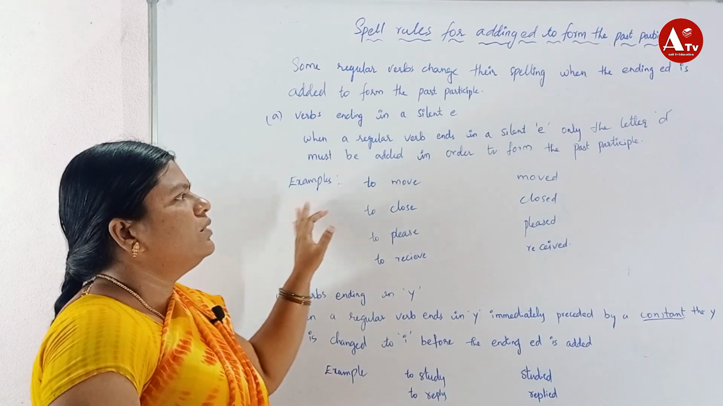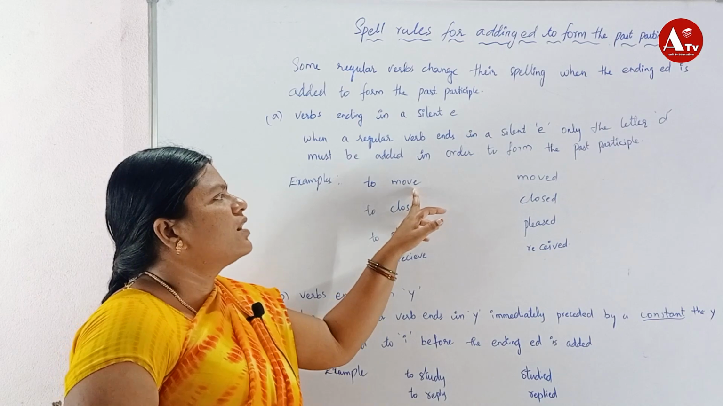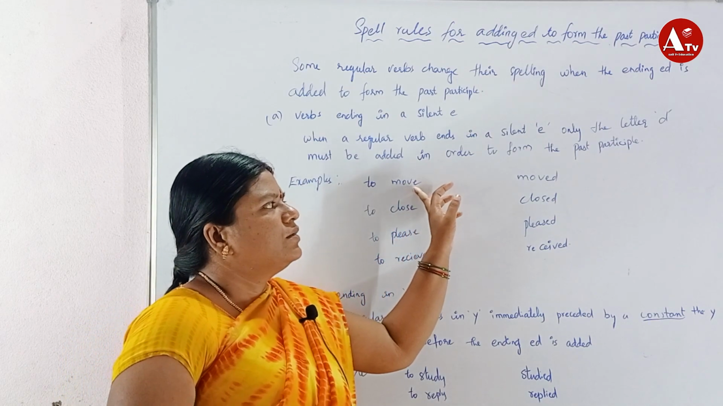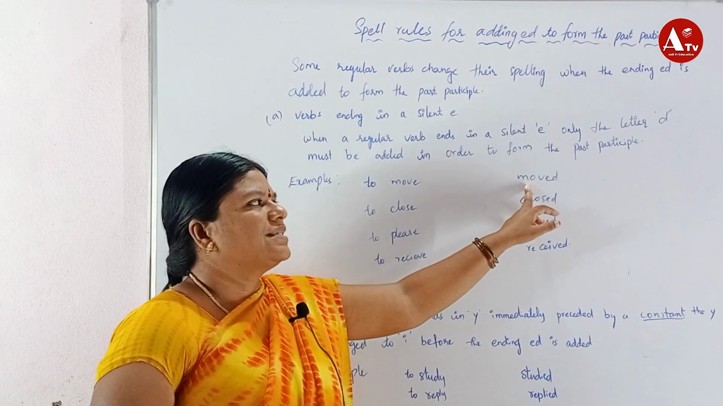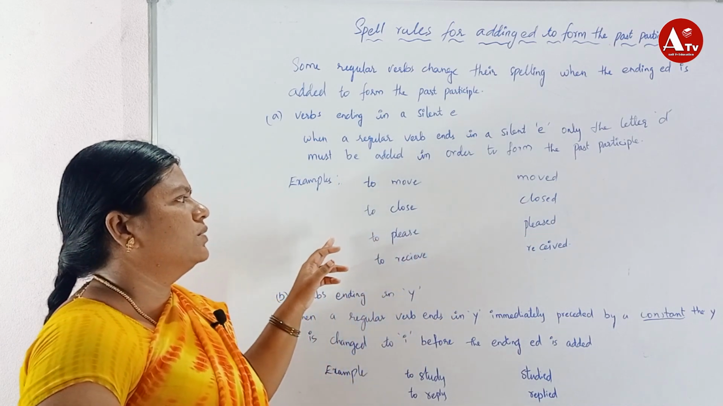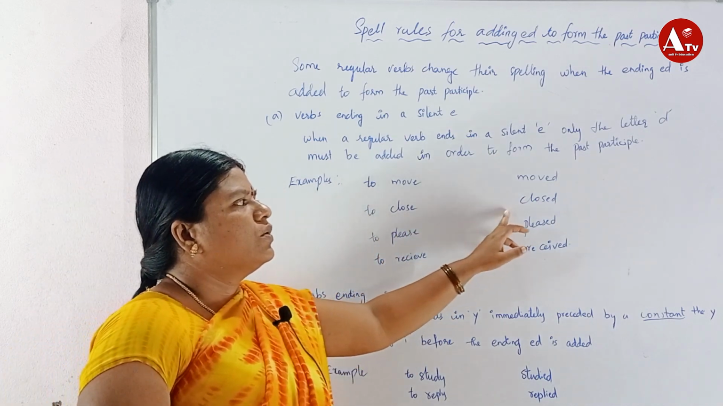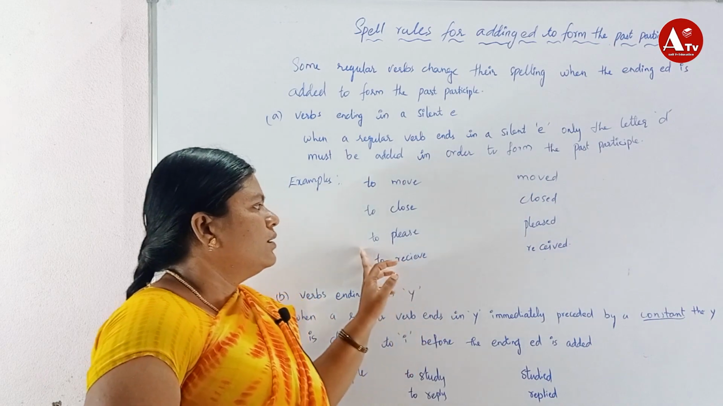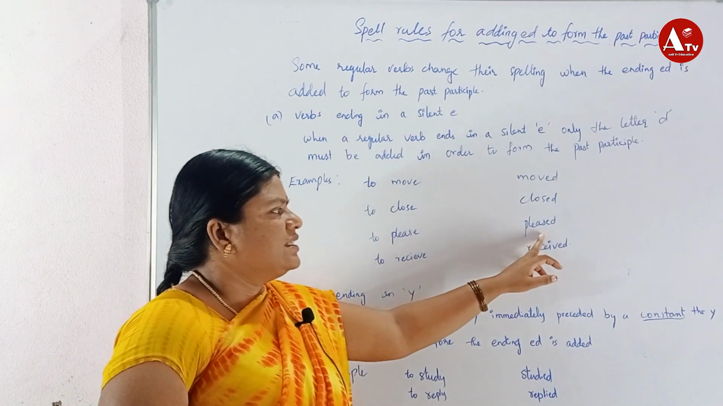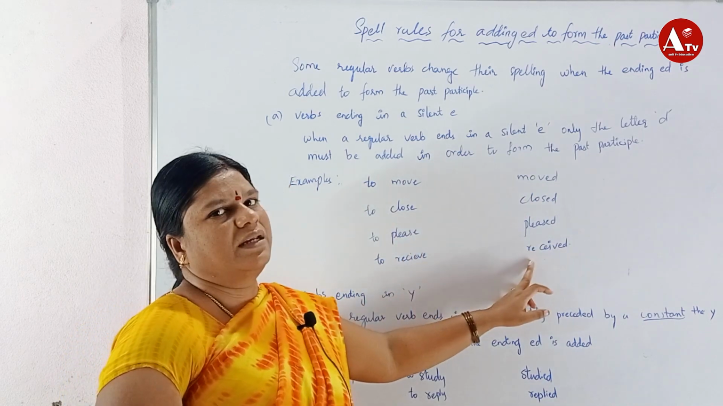For example, to move ends with e. So here, moved: d is added in the past participle. To close, closed: d is added. Please, pleased. To receive, received.